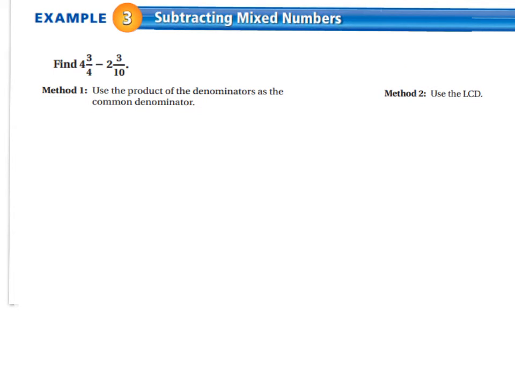Example 3, subtracting mixed numbers. Find 4 3/4 minus 2 3/10. They're asking us to do this using both methods. Method 1, the product of the denominators is the common denominator, and method 2, using the least common denominator.